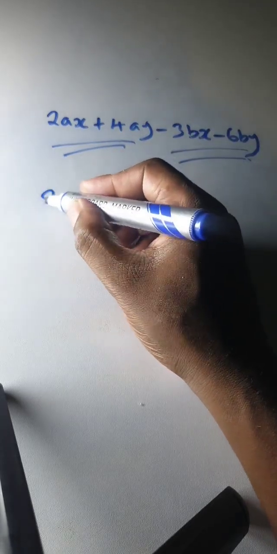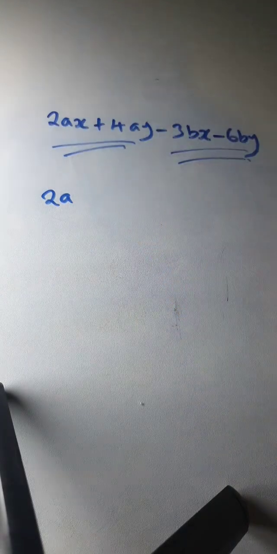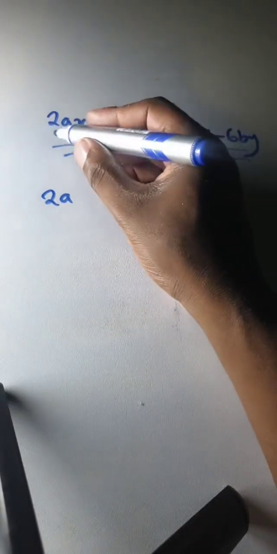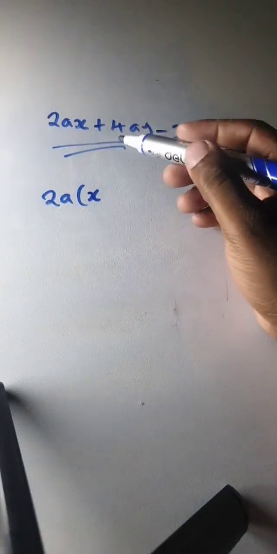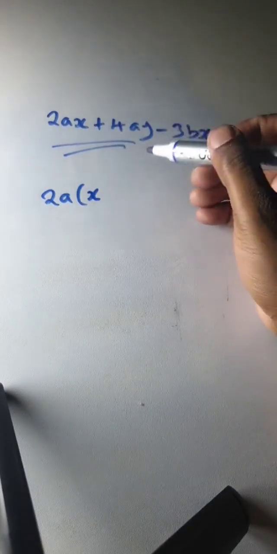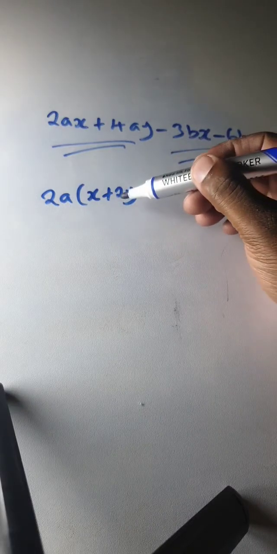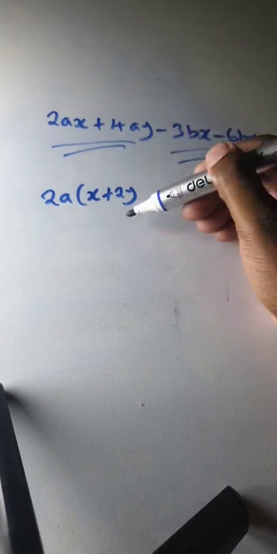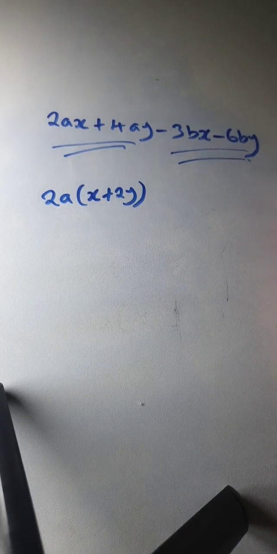So we can factor out 2a. One might ask, but here we don't have 2a. No, 2 is there in 4, it's twice. So 2ax divided by 2a will remain with the x. 4ay divided by 2a will remain with the positive 2y, because this 2 is 2 times 2a. It's the one that is giving us 4a and that y. What about the other part?